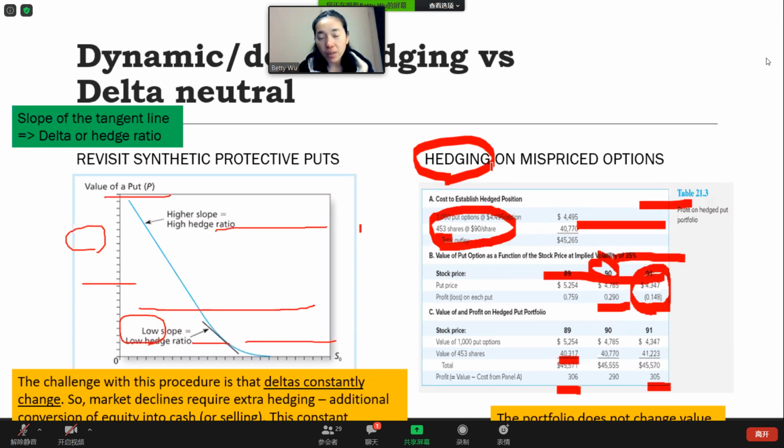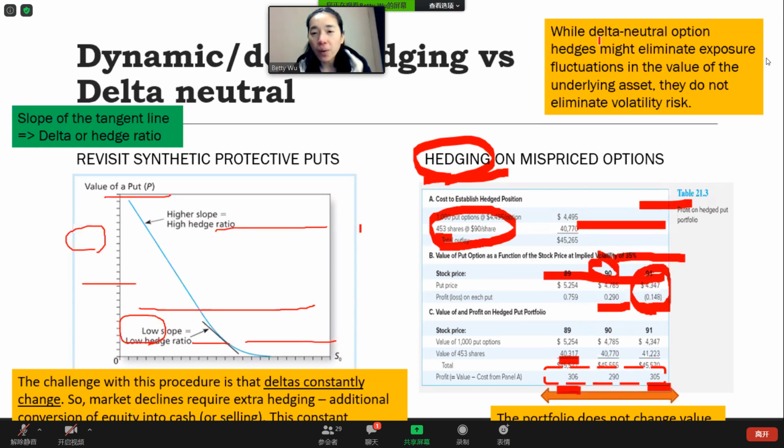So again, remember, obviously you want to take advantage of the mispricing, but more important, you want to hedge. So by doing this, you can ensure that your position is hedged, or making a little bit of profit if the price changes. And the main takeaway is this: delta neutral, which means that your position is hedged.